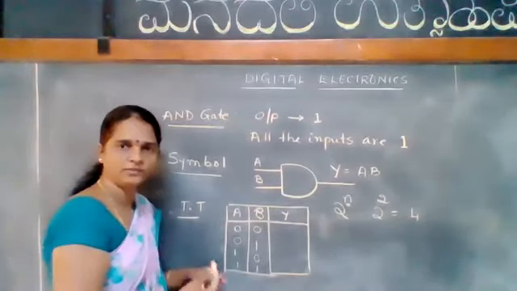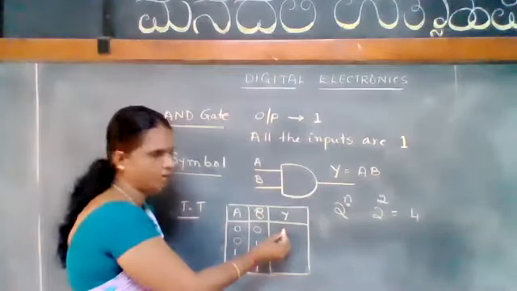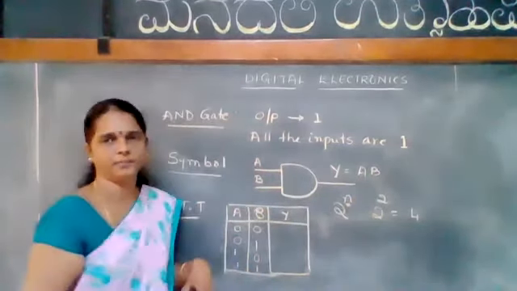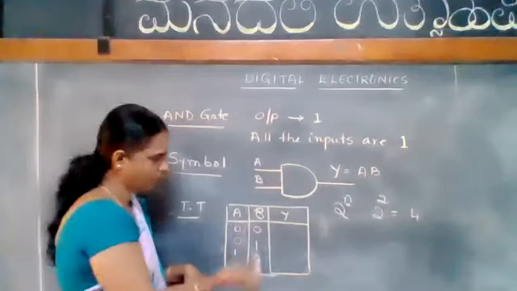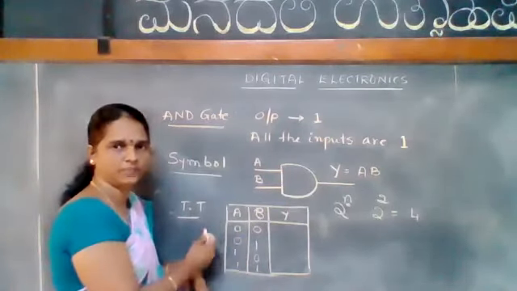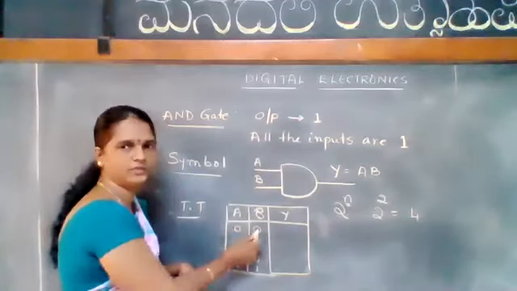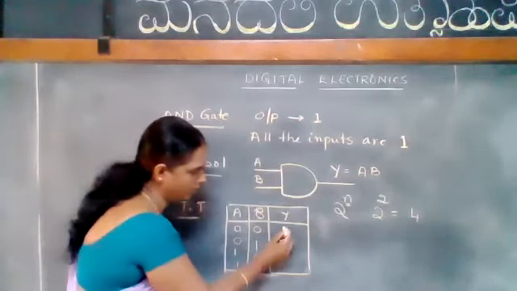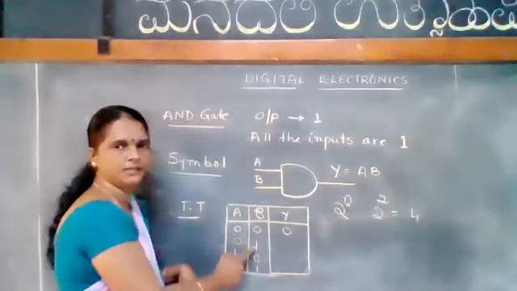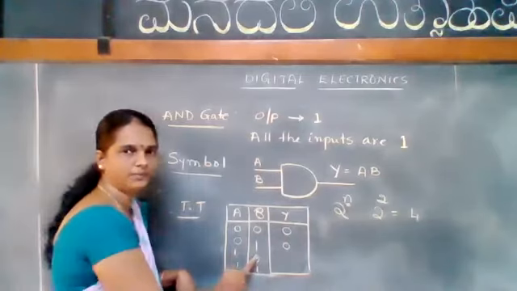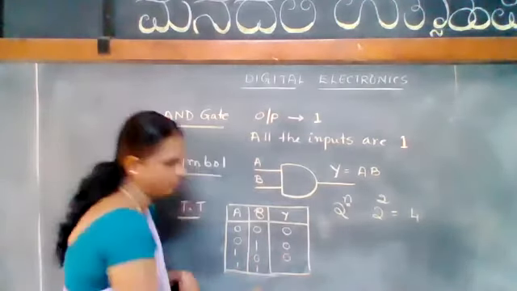Now we have to see what happens to the output with this expression A dot B, which is nothing but the multiplication, right? So all of you know these rules for multiplication. When 0 is multiplied with 0, output is 0. When 0 is multiplied with 1, output is 0 again. When 1 is multiplied with 0, again the output is 0.